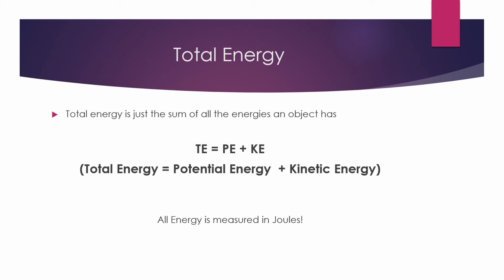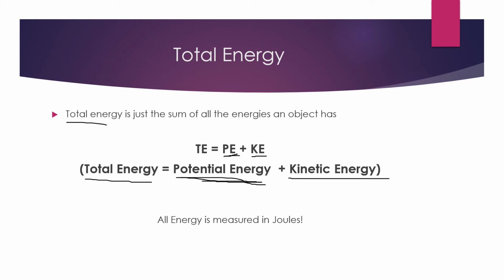So I've been talking about energy. We have two types of energy, potential and kinetic. Is it possible to have both potential and kinetic at the same time? Yes. So your total energy is just the sum of all the energies that you have. To get your total energy, you're just going to add your potential and kinetic energies. That's it. It's really easy. You know how to get potential, you know how to get kinetic, just add them, and that's your total.